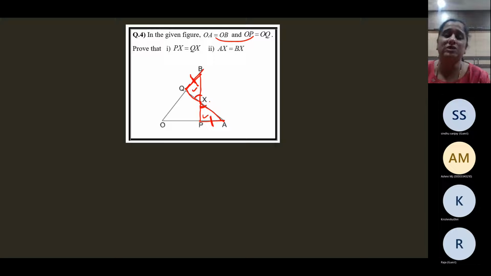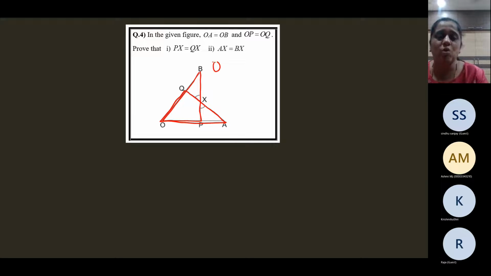We don't have the third piece of information with which we can use a congruence rule and show that these two triangles are congruent. So what we have to do is take some other two triangles, prove that they are congruent, and from the congruency of those two triangles, get information that will be helpful for us to complete this proof. That is why we take up this triangle and this triangle.